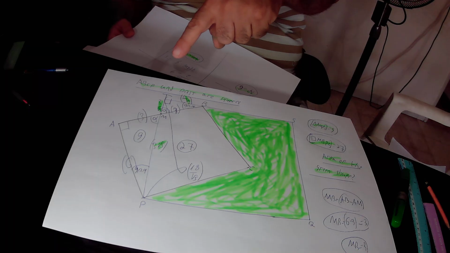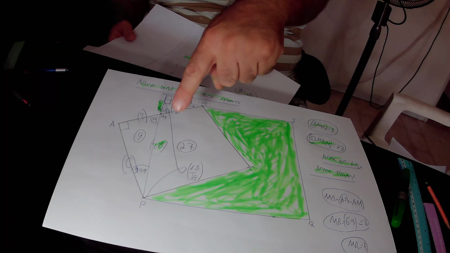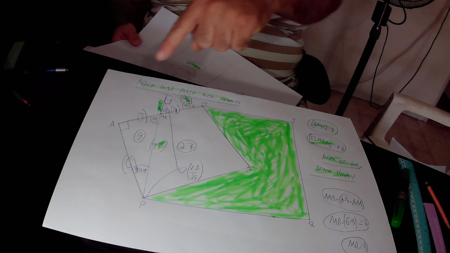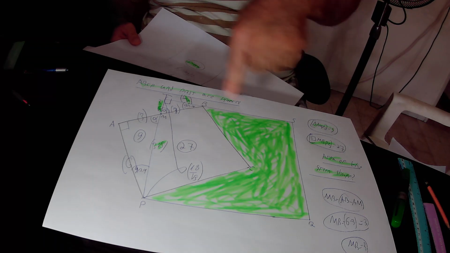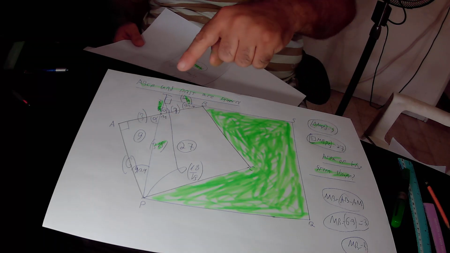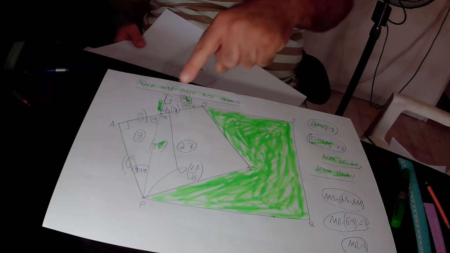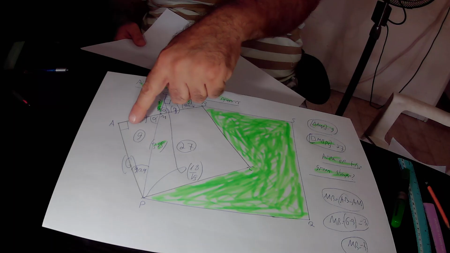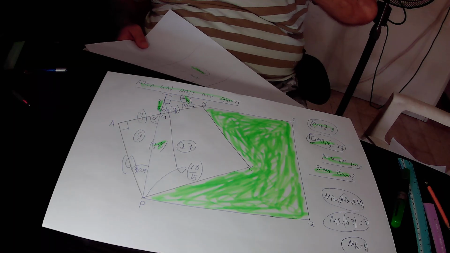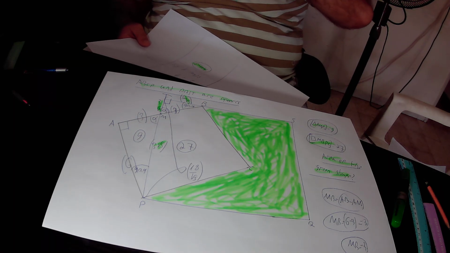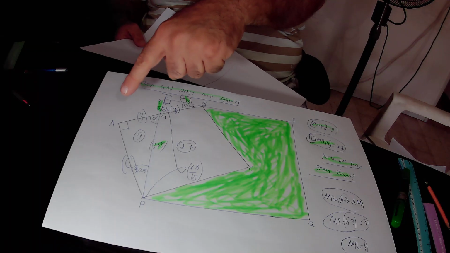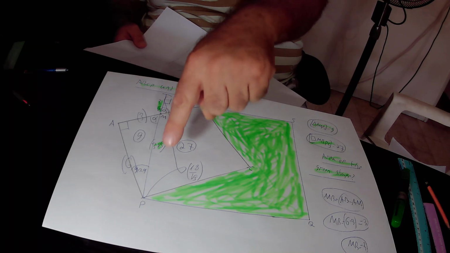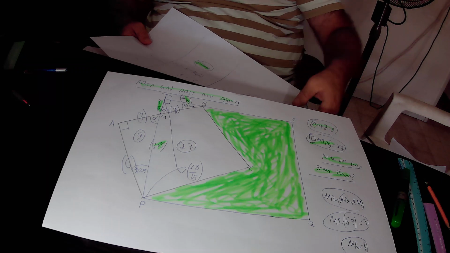So we know that, first of all, quadrilateral ABCP is a square, and therefore all the angles inside the square are right angles. This is one out of four angles of square ABCP, and therefore it must be equal to 90 degrees. So we know that the area of this right triangle AMP is equal to 9 square units.